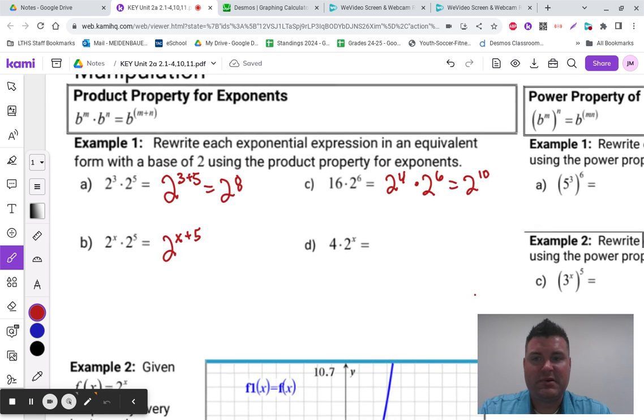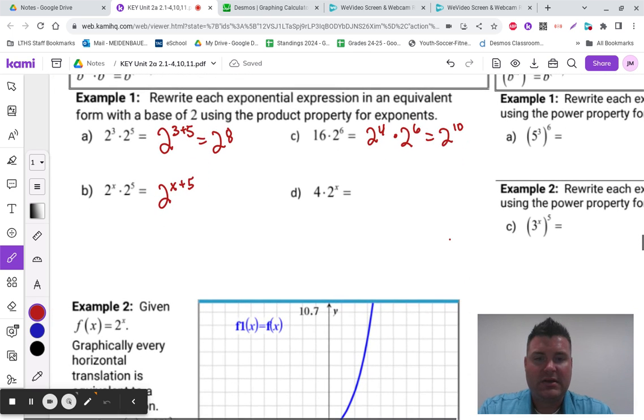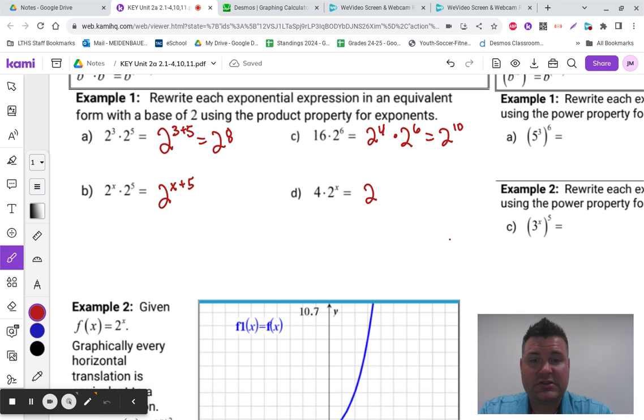Last one here for this product property is if we have 4 times 2 to the x, same thing as 2 squared times 2 to the x, which equals 2 to the 2 plus x.